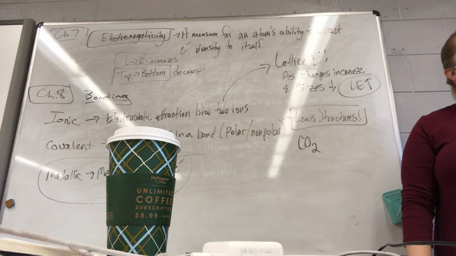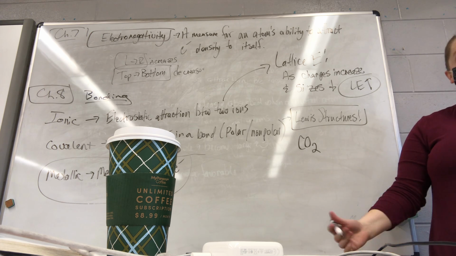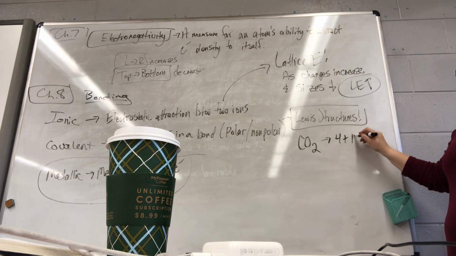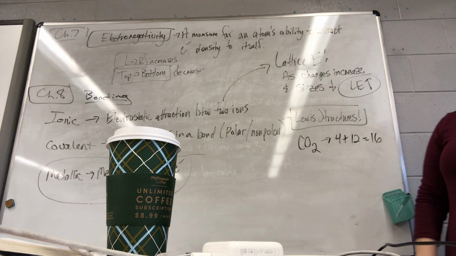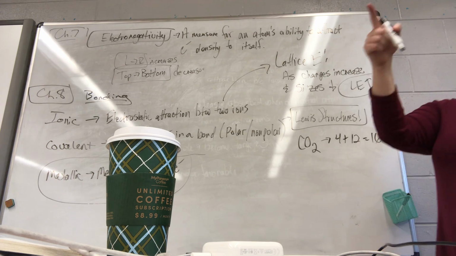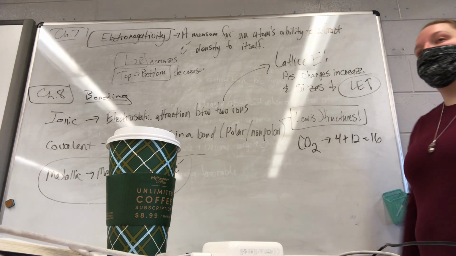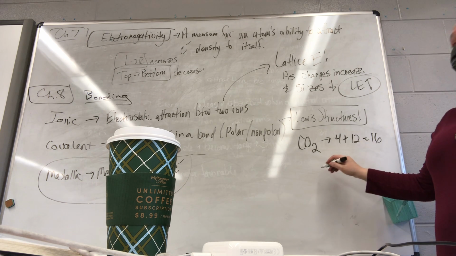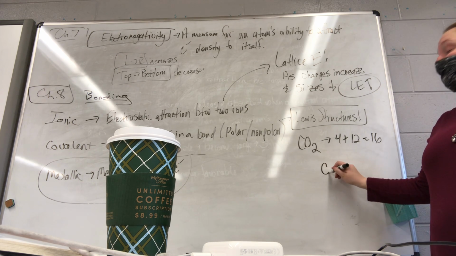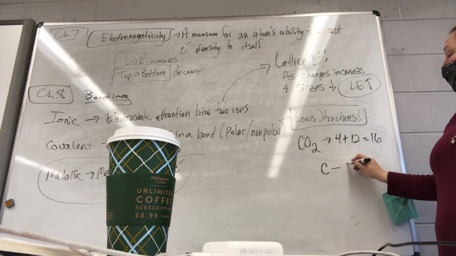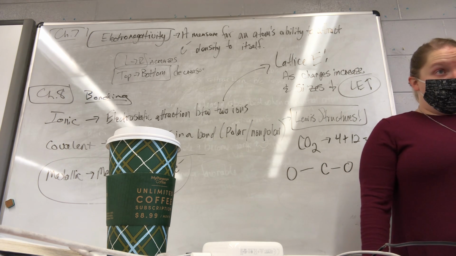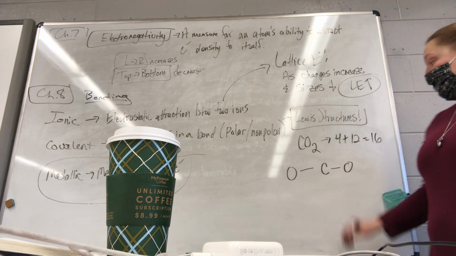CO2. How do we draw a Lewis structure? What do we start with? How many electrons do we need? 16. I'm bad at math, don't judge me. 4 for carbon, 6 for each of the oxygens, times 2 is going to be 16. What goes in the middle? The least electronegative. We bond everything with a single bond first, then we try to fill the outer octets.